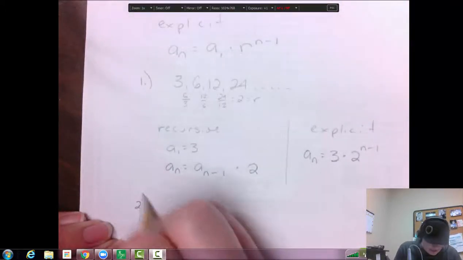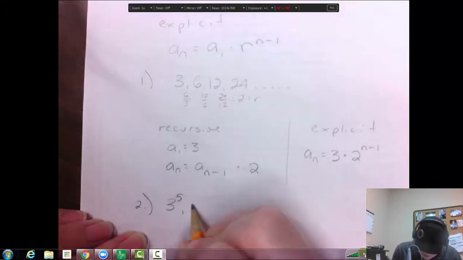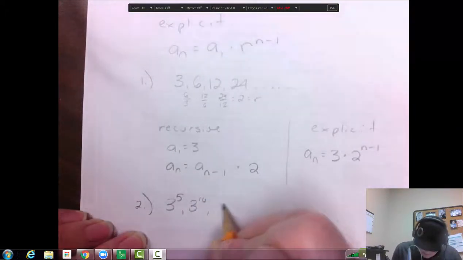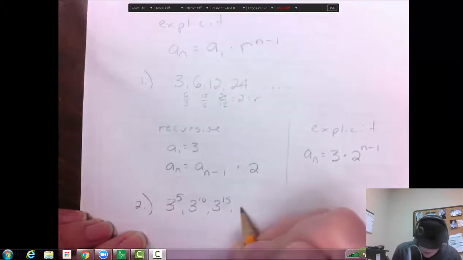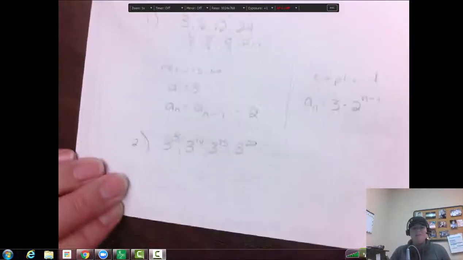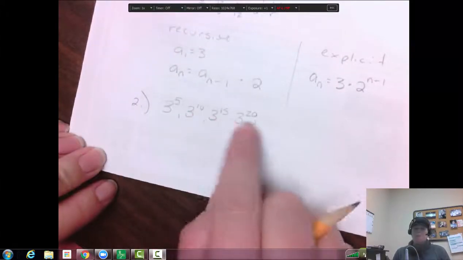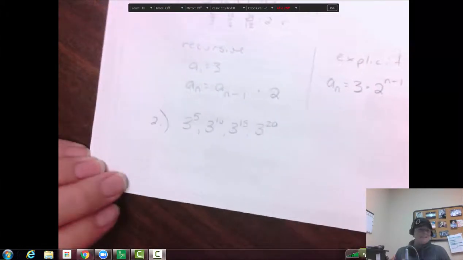This one's a little bit challenging. So what if my sequence is 3 to the 5th, 3 to the 10th, 3 to the 15th, and then 3 to the 20th. It's a little confusing what you're going up by, but we can see that the exponents are going up by 5, so you can kind of see the pattern.